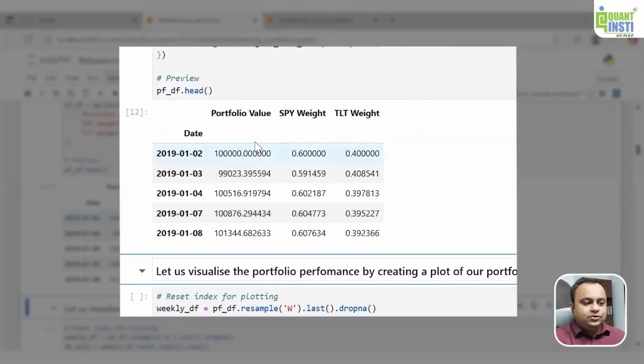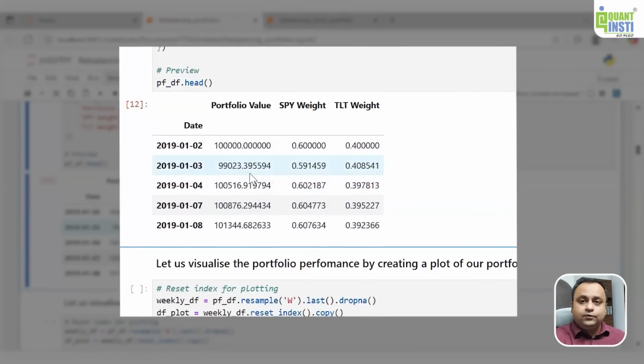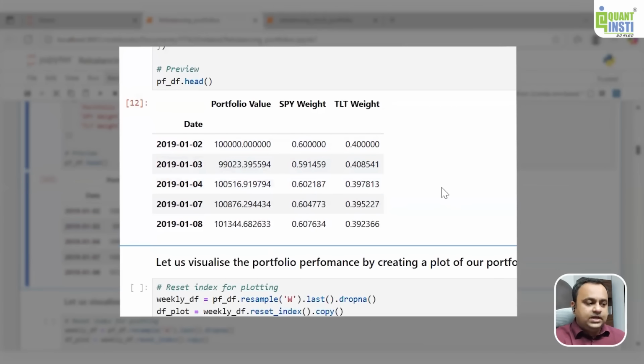Now this is going to show me my portfolio value over a period of time, my SPY weight and my TLT weight. So as you can see, at the very beginning, my SPY weight is 0.6 and TLT is 0.4. And as we go ahead, this changes on a daily basis. Am I going to change anything in the portfolio over here? No. Here we are taking a portfolio where I'm actually not rebalancing.